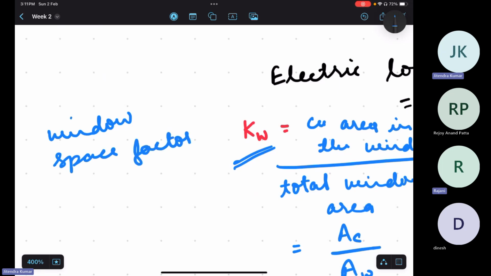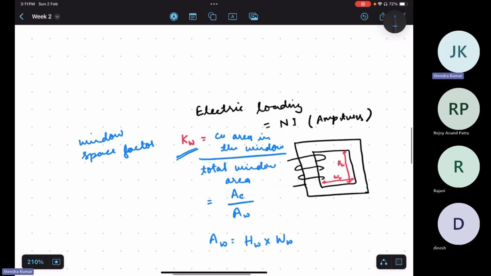So KW means window space factor or winding factor? I used to see winding factor somewhere. No, KW means window space factor. Winding factor is an entirely different thing. Winding factor is, let's suppose the winding is producing some mmf, so how much is the fundamental, like the winding will also produce some harmonics along with the fundamental mmf or flux, so that is known as winding factor, which we can discuss some other day, right? But that is entirely different from this factor, the window space factor. Okay, sir.